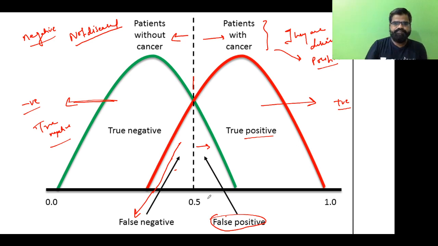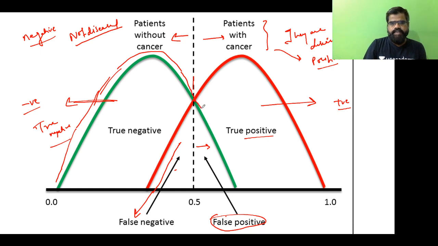Now you see what happens, students. This is the patient without disease. They are not suffering from disease. So it starts from here: true negative, obviously true negative. They are not suffering from disease till this point. Now the moment this line comes here, what happened? This is the cutoff point. Till here it is true negative.